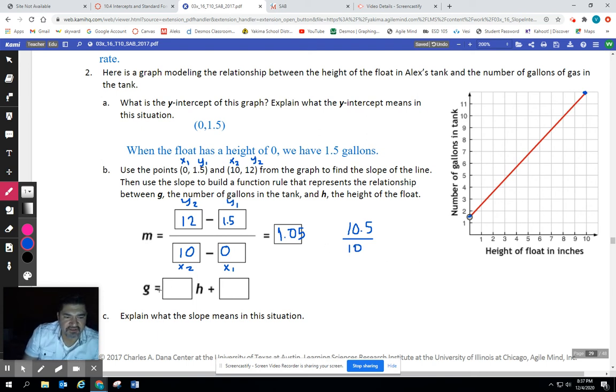Okay, now this kind of looks like our y equals mx plus b. So we know our slope, that goes here, which is 1.05. So I'm going to go ahead and put 1.05 here, plus b, which is our y-intercept. So we look for our y-intercept. Our y-intercept is 1.5. Or we can look here. Here's our y-intercept, 1.5.